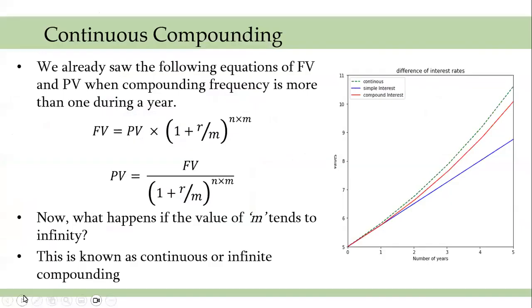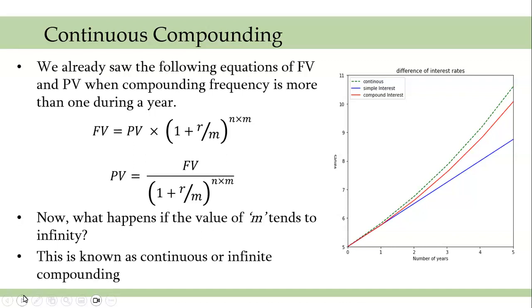Now, in the earlier session, we have seen that when the frequency of compounding in a year is more than 1, we compute the future value using the formula present value into (1 plus r by m) to the power of n into m, and present value by dividing future value by (1 plus r by m) to the power of n into m. Here, m was defined as the number of times the compounding was done in a year. Therefore, for semi-annual compounding, m was 2, and for quarterly compounding, m was 4, and so on and so forth.